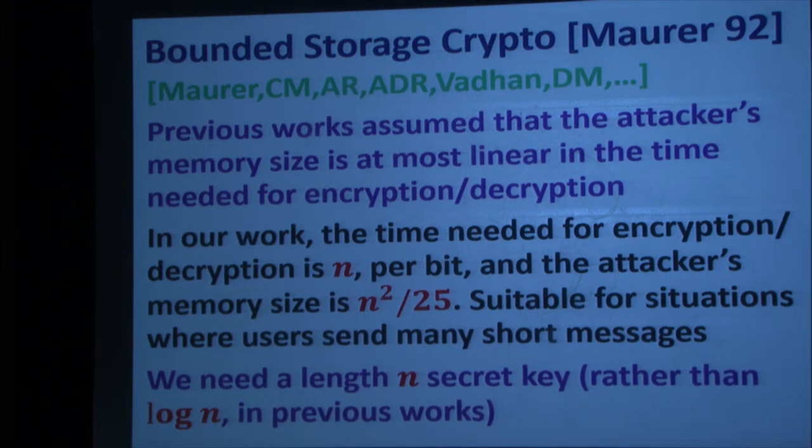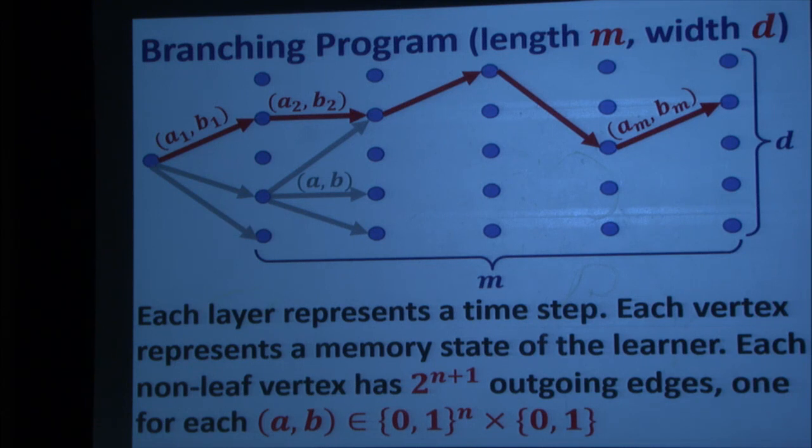Okay, so this is the application to cryptography, and what I want to do now is to tell you what is the computational model that we assume. This is just a branching program. If you know what it is, it will be easy. A branching program of length m and width d.